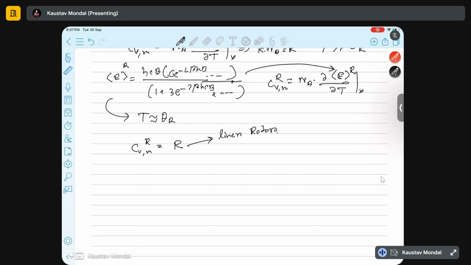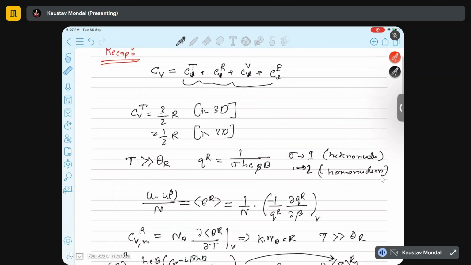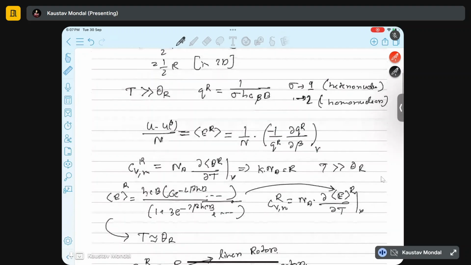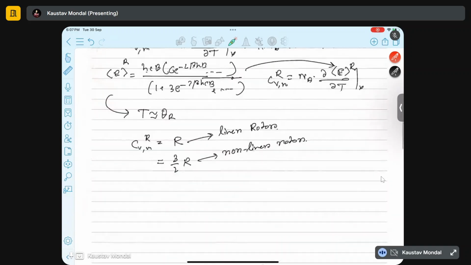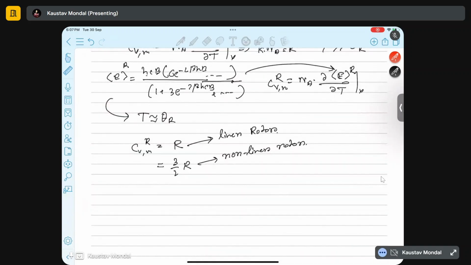Now if you consider a non-linear rotor, then the expression will change. The expression will simply become 3 by 2. That is for the case of a non-linear rotor. So, linear rotor and non-linear rotor. For this derivation we have considered the linear rotor case. Now if you consider the non-linear rotor case, the CVMR expression will simply take 3 by 2 R.